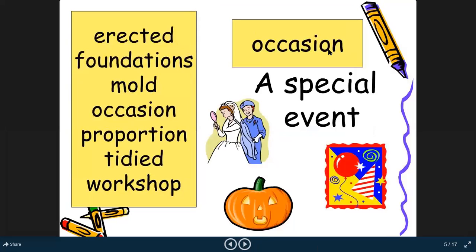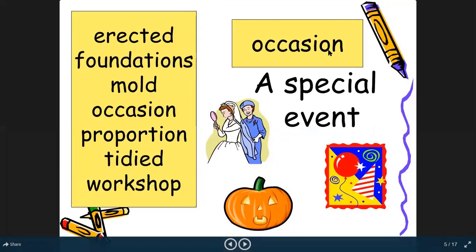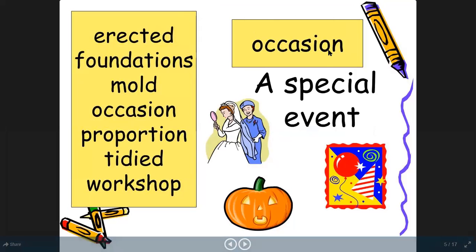Then we have occasion. Occasion means a special event. For example, I want to invite you all to my wedding party. A wedding party will be an occasion. Or a birthday party will be an occasion. Or Eid will be an occasion. Or maybe we are having a baby shower, this is an occasion. So occasion means a special event that has a party and ceremony inside it. We call it an occasion.